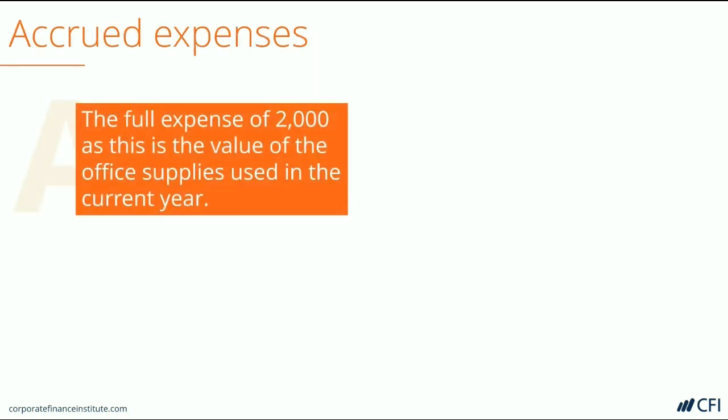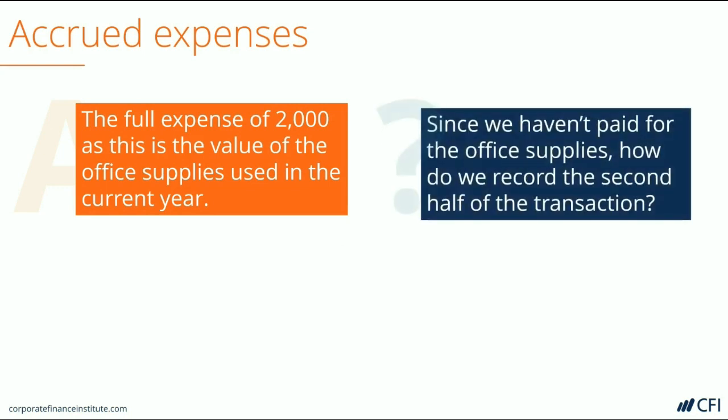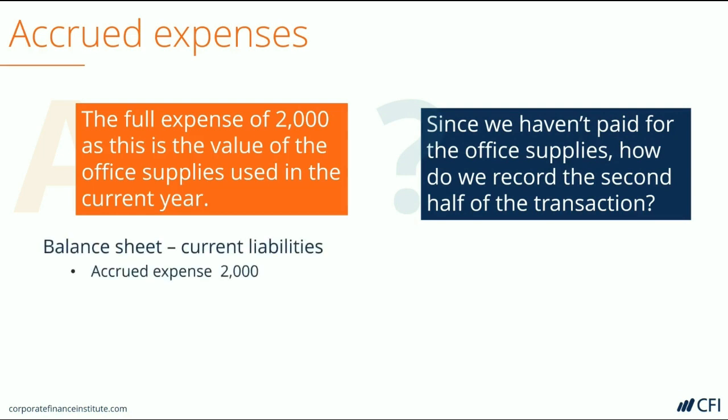The answer is that the company should include the full expense of $2,000, as this is the value that was used in the year. But then the question is, since the company didn't actually pay for the office supplies in the current year, how do we record this second half of the transaction, which is the amount owed? The answer is we record it as a current liability on the balance sheet. The amount is called an accrued expense. It is recorded as a current liability because we will have to pay the expense within the next year.